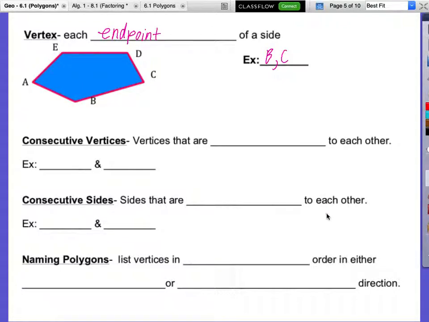Consecutive vertices are vertices that are adjacent to each other. What's adjacent mean? Next to each other. They follow a line. So give me an example of two vertices that are adjacent in this. B and C. Or B and A. Or E and D. Any two that are next to each other. D and C.